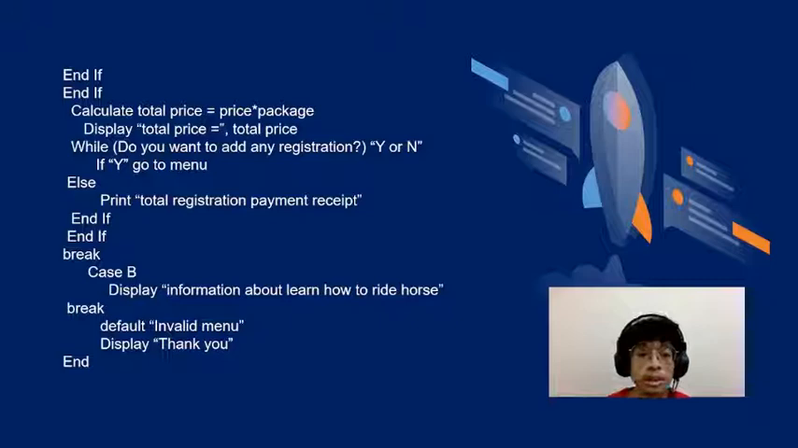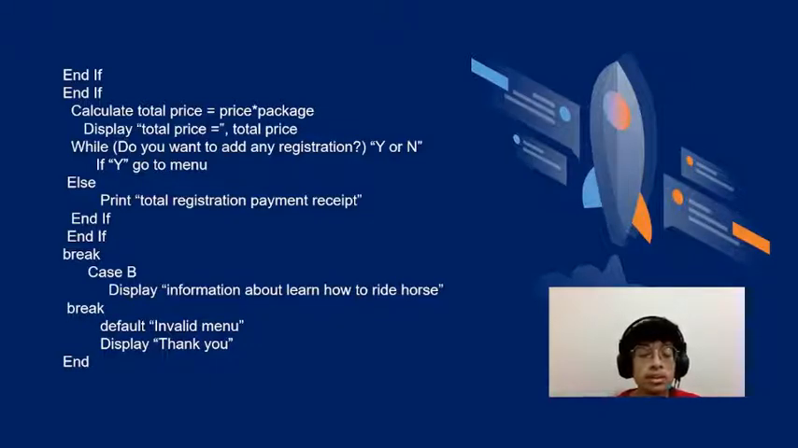If the customer wants to add any registration, they can click yes, and the program will bring the customer back to the main menu. If the customer says no, the program will print the total registration payment receipt for the customer, and it breaks. So this is case B that I informed earlier.